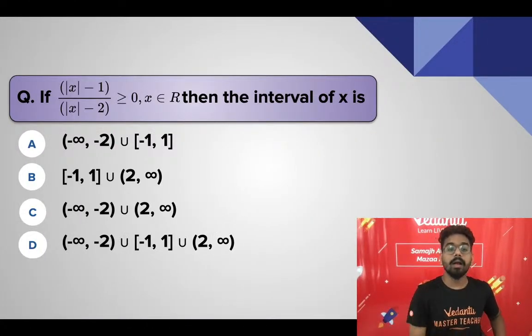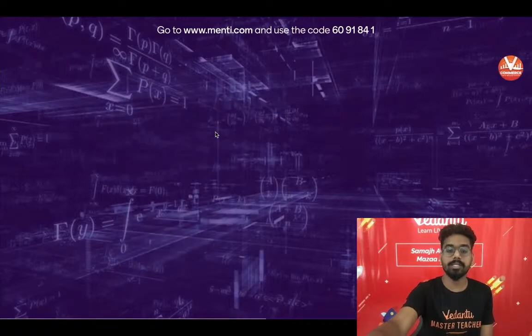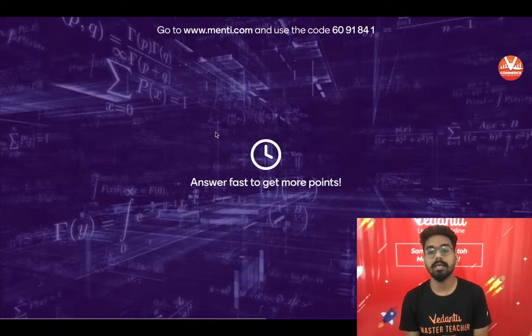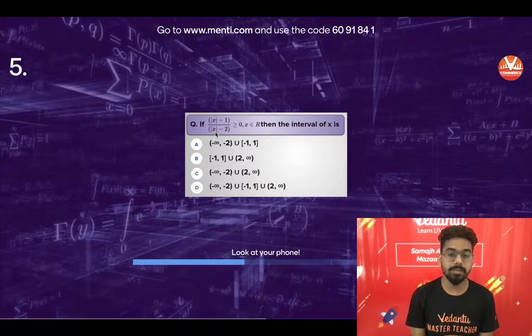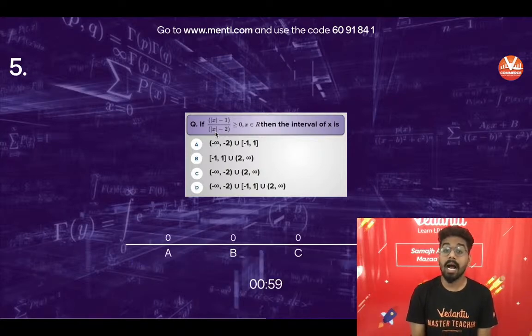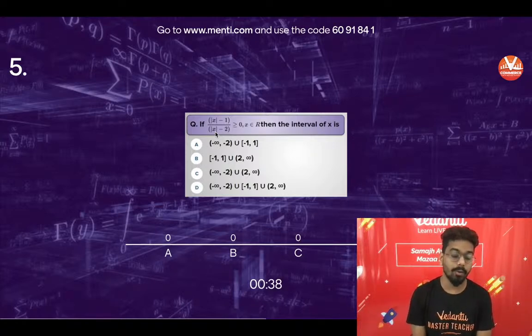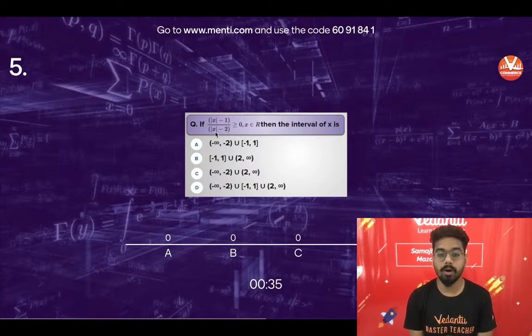Modulus of x minus 1 upon modulus of x minus 2, on your screen. Question number 5. Again we are going to make the cases. What is inside of the mod, make the cases according to it. ठीक है, तो x greater than equal to and x less than. We will make two such cases. x belongs to all real numbers, then the interval of x which will satisfy this inequality. ये हमें चेक करना होगा. So let's see how many of you will give it correctly.